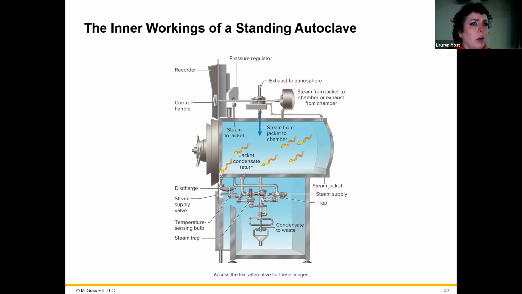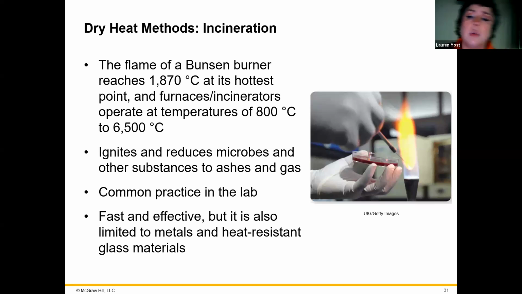But autoclaves are very commonly used in medical environments. They are your number one go-to for your reusable instruments. You can even autoclave cloth. So if you have moist cloth, you can autoclave it and it will sterilize the cloth.